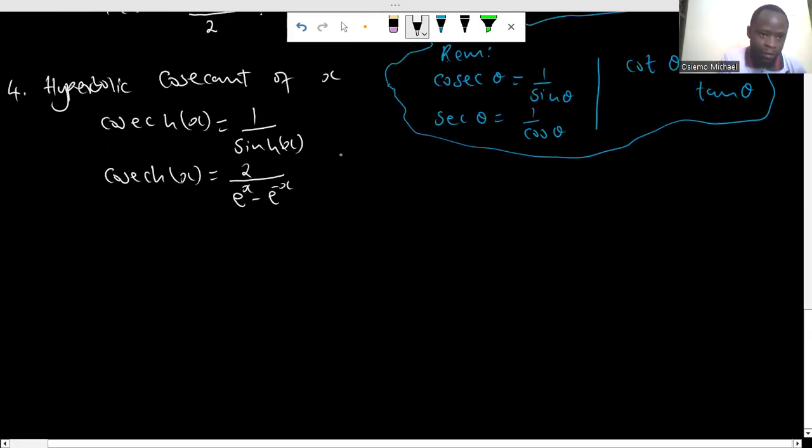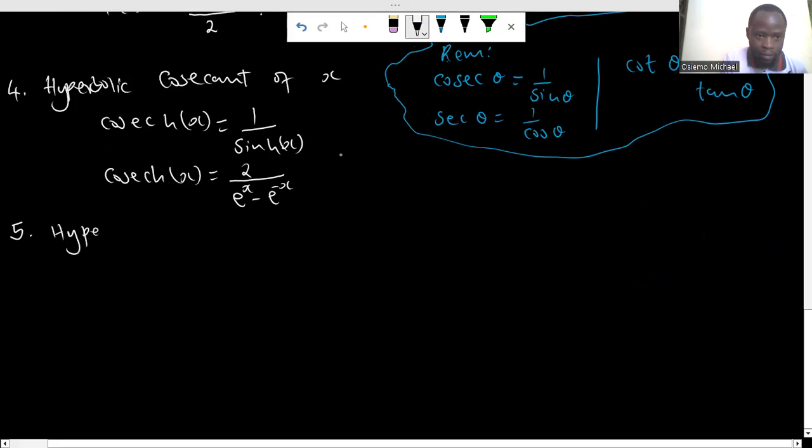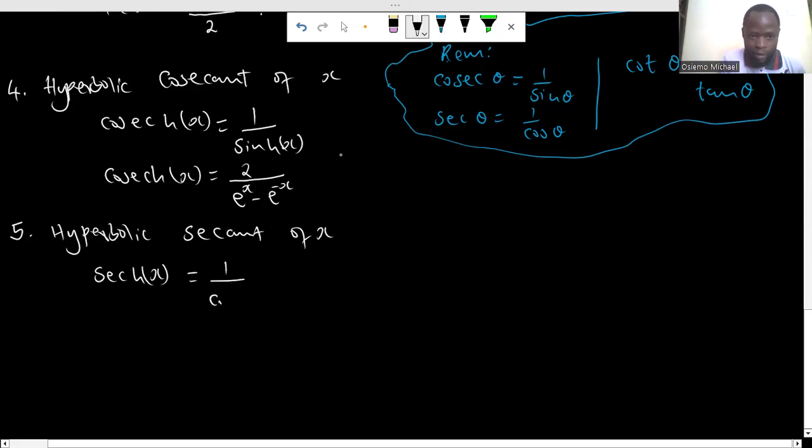Then number 5, we have the hyperbolic secant of x. So we write this as the sech of x is equal to 1 over cosh of x.